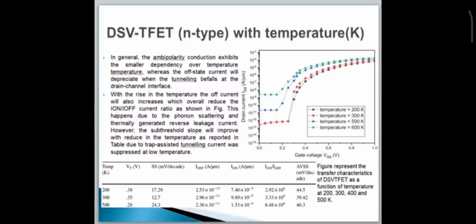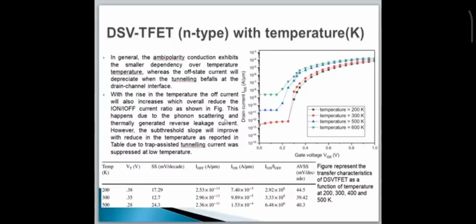The ambipolar current of dual source vertical TFET is very less, so we did not include the gate voltage in the negative direction. With the rise in the temperature, the off current will also increase, which overall reduces the Ion-I off current ratio as shown in the figure. This happens due to the phonon scattering and thermally generated reverse leakage current.